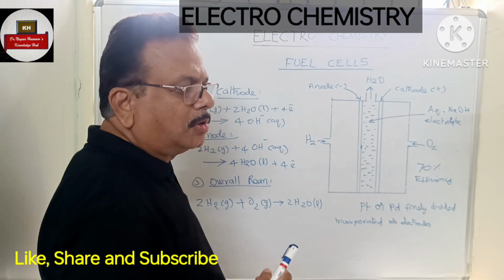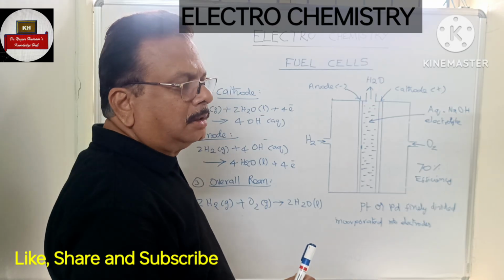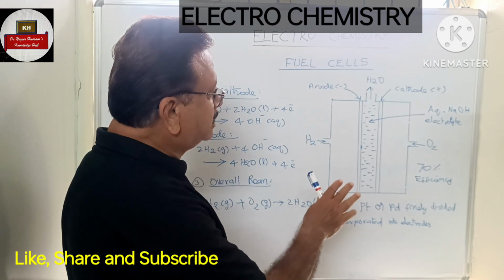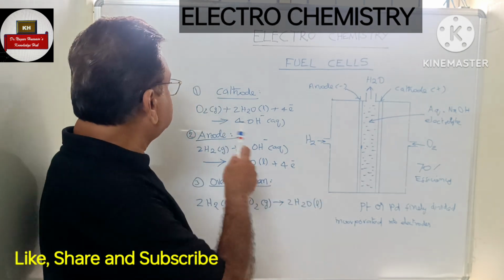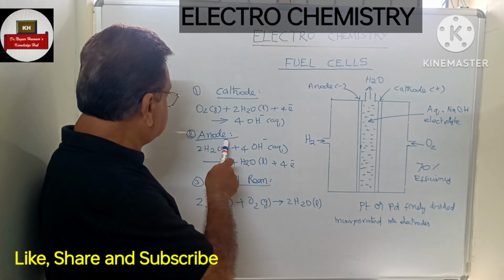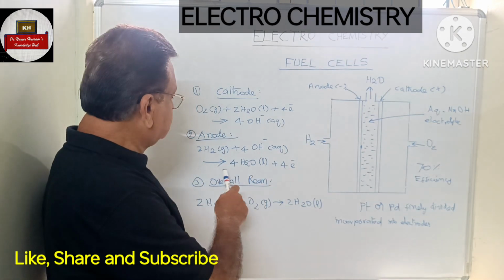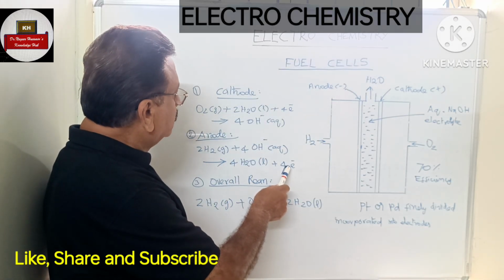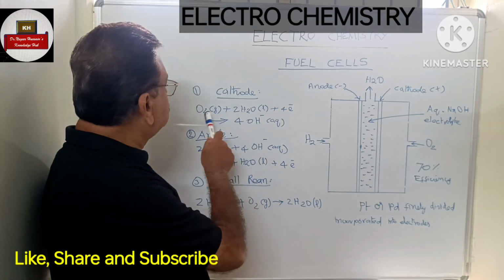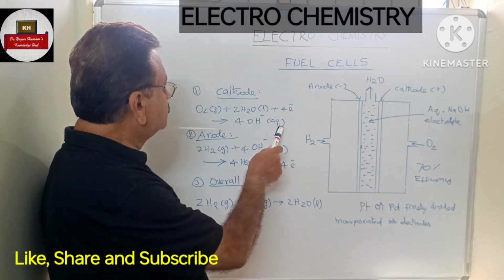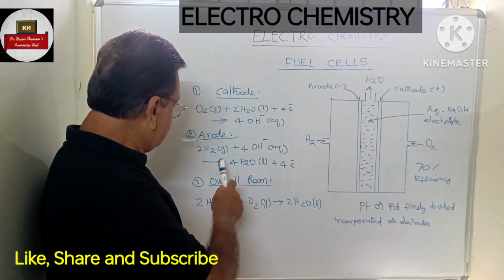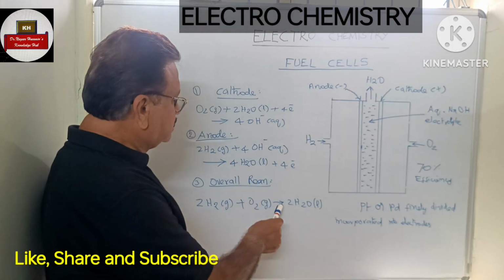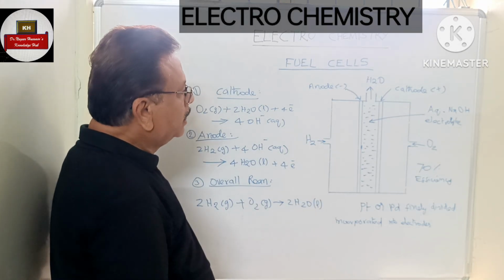Whereas if you use coal, oil and gas, the fossil fuels, we get an efficiency of only 40%, and here we get 70%. The reaction at the anode is 2 H2 plus 4 OH minus giving 4 H2O and 4 electrons. The 4 electrons react with oxygen and water and give 4 OH minus. So this is the cathode reaction, and that was the anode reaction. The overall reaction is 2 hydrogen gas plus oxygen gas giving 2 water molecules.